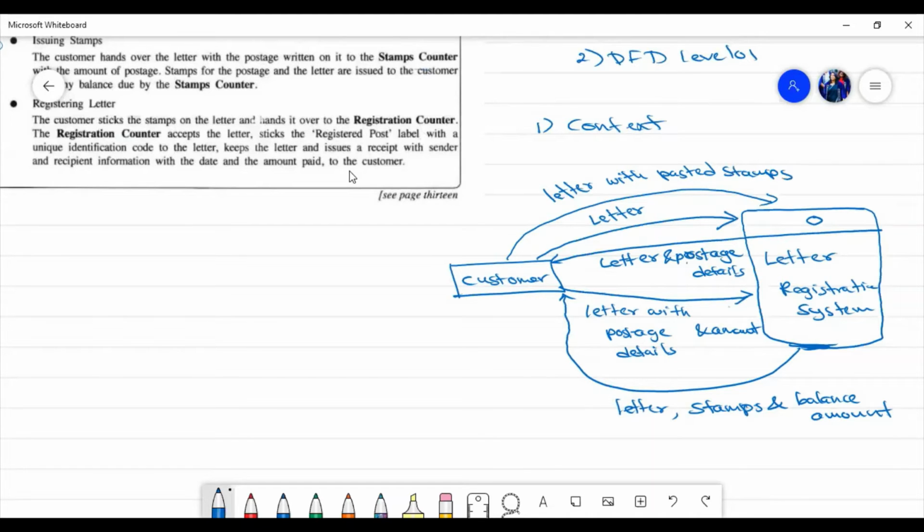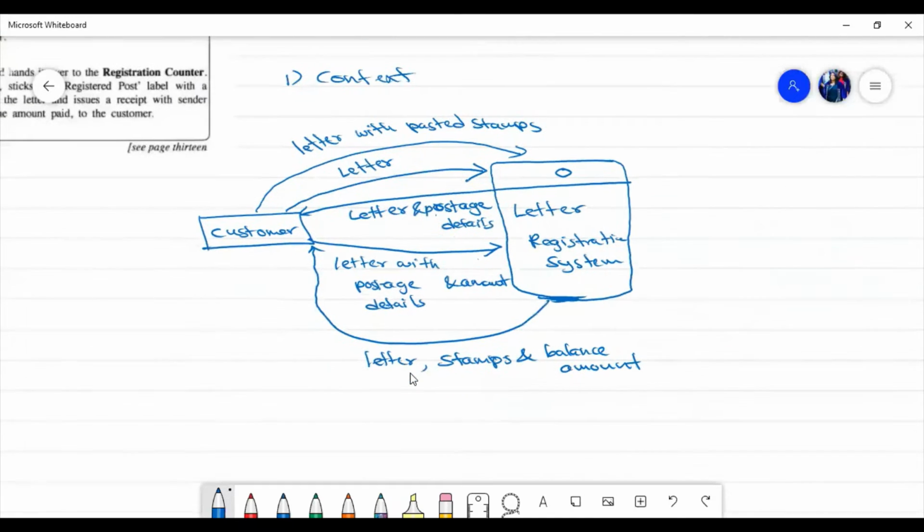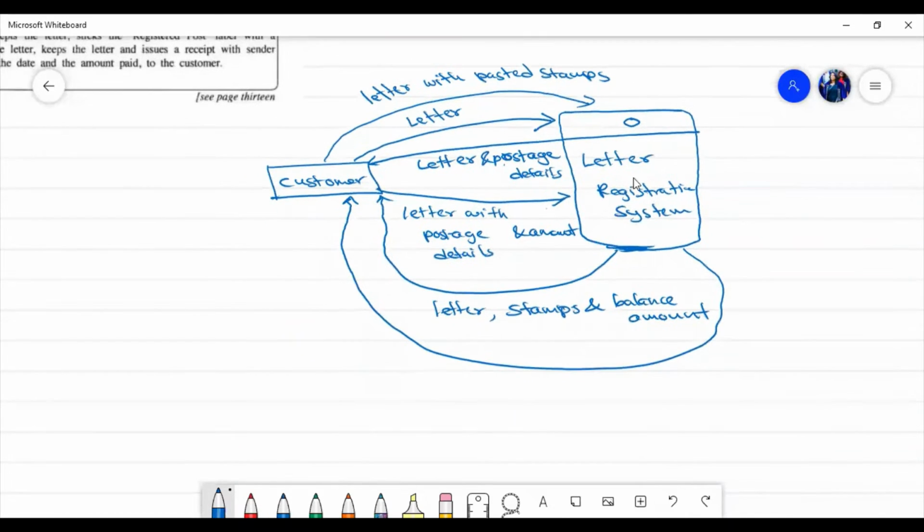Okay, and then the registration counter accepts the letter, sticks the registered post label with a unique identification code to the letter, keeps the letter, and issues a receipt with sender and recipient information, with the date and the amount paid, to the customer. So here the system is going to issue something. My arrows are very bad. That means the receipt, no?